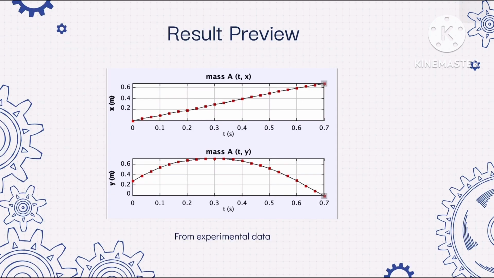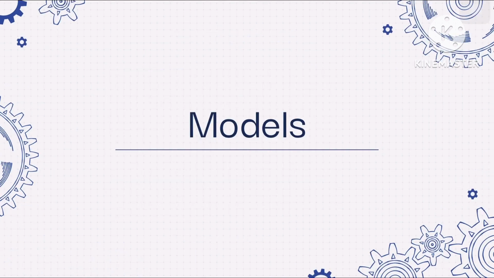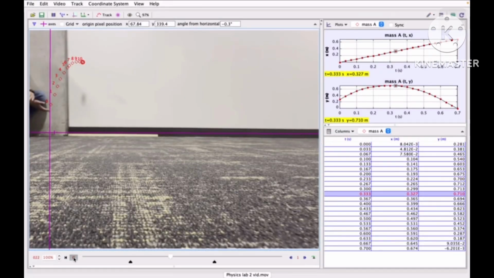Here's the results preview. This is from the experimental data from Tracker. You see a linear line for the x versus time graph and a downward parabola for the y versus time graph. Here are all the models we used in this lab, with the first one being the experimental data from Tracker, and here is a video of what we used to extract data from. Okay, and this is what it looks like in Tracker.